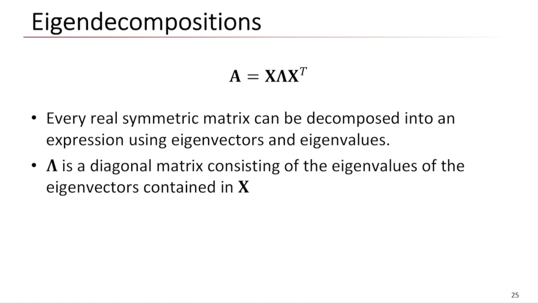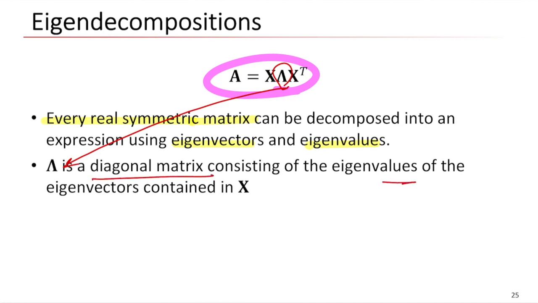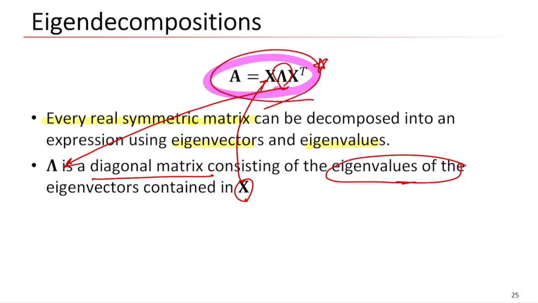So why do we learn the eigendecomposition? Every real symmetric matrix can be decomposed into eigenvectors and eigenvalues, like this. Sigma is the diagonal matrix consisting of the eigenvalues, and the eigenvectors are contained in the eigenvector matrix X. So we can decompose every symmetric matrix into this form, which is easier to deal with than the original matrix A.